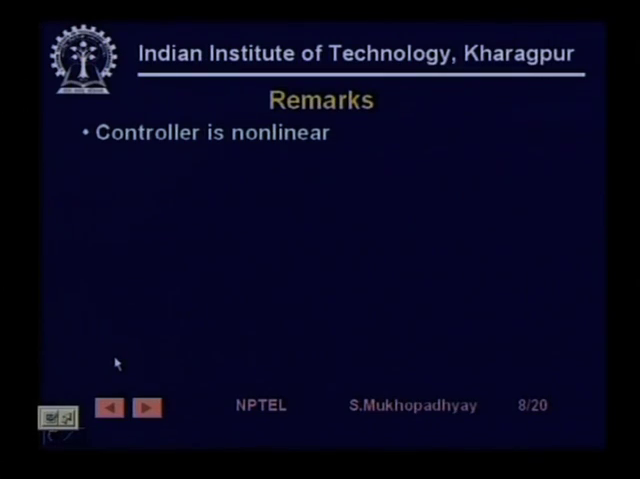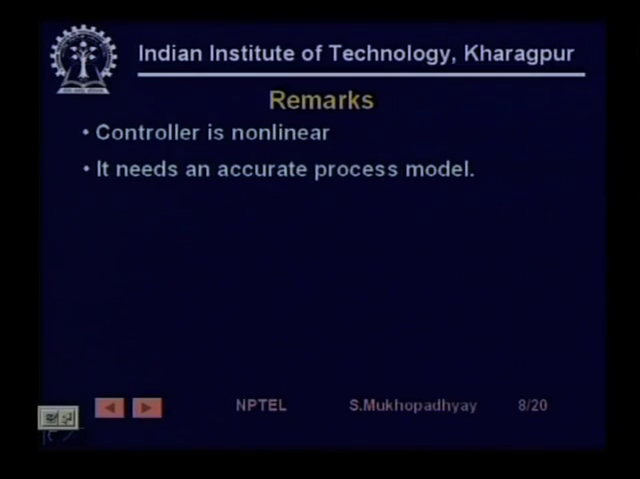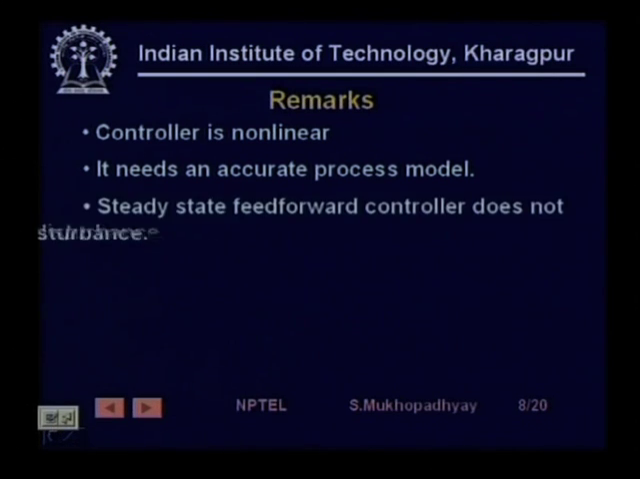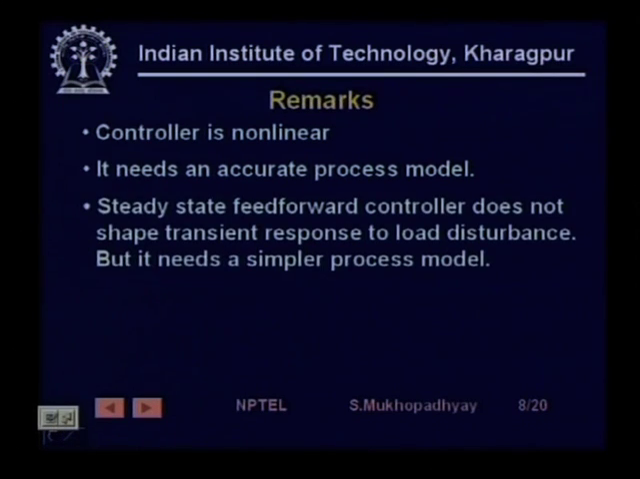So let us see some remarks about the controller. First, the controller is non-linear, because f, T, all these things get multiplied together. So there is no guarantee that it is going to be linear, but that does not make any difference to us. We can always make non-linear calculations in a process. It needs an accurate process model, as I have said. If you make errors in any of the coefficients, you are going to get an error in control.